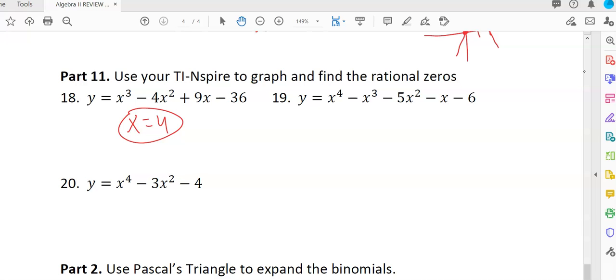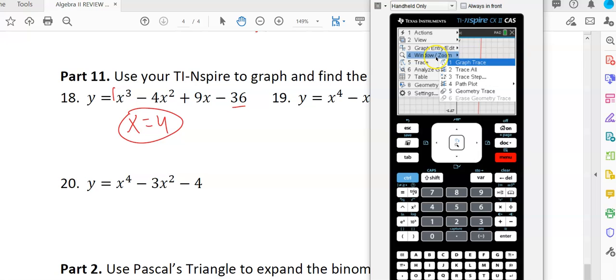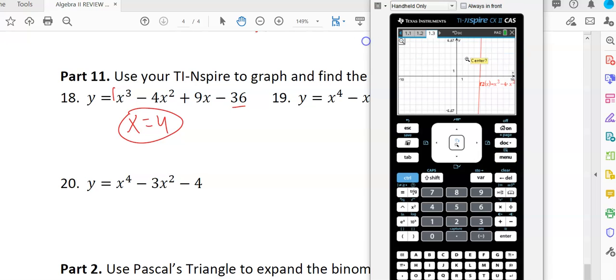It wouldn't be a bad idea to list out all the possibles, factors of 36 divided by 1. If you're not real sure, I could always zoom out: menu, window, zoom. Just want to show you you can do this. Zoom out and see if there are any other zeros, because 36 technically could be a zero there, or some factor of 36, but I don't see it. So you're good on that one.